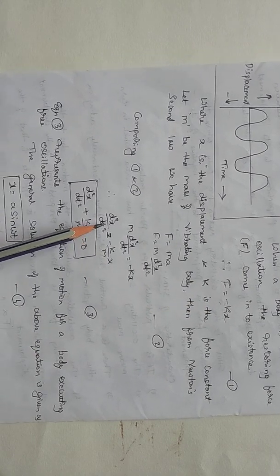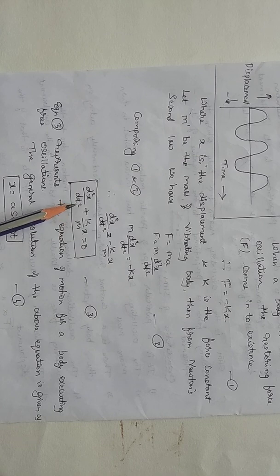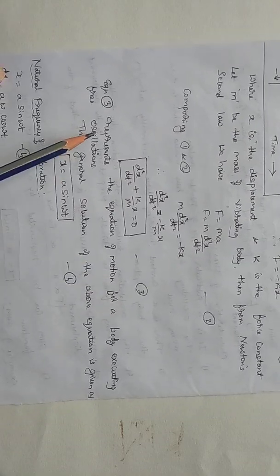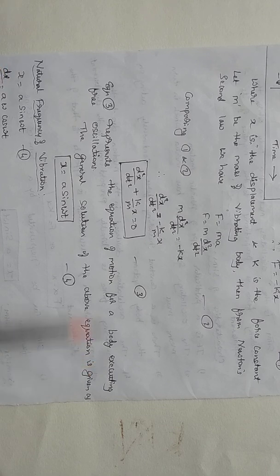Rearranging the terms, we get d square x by dt square is equal to minus k by m into x, or d square x by dt square plus k by m into x is equal to 0. You call this equation number 3. So equation number 3 represents the equation of motion for a body executing a free oscillation, or SHM.